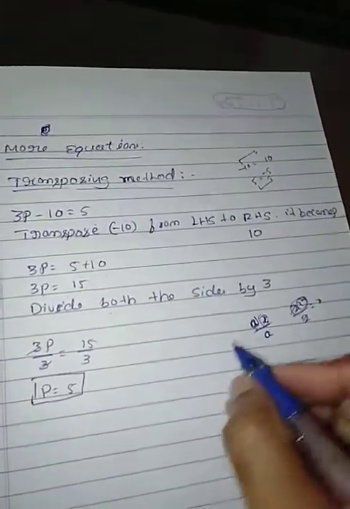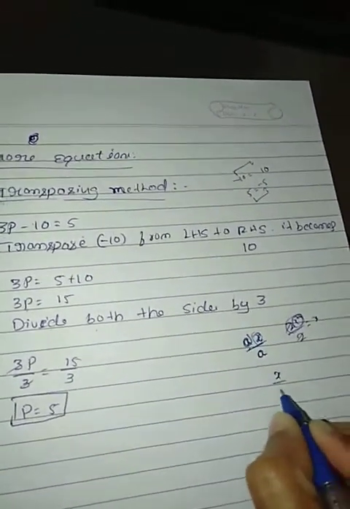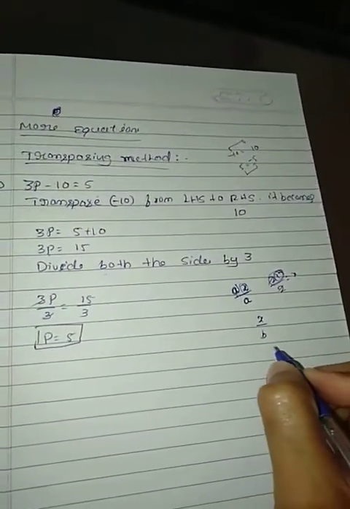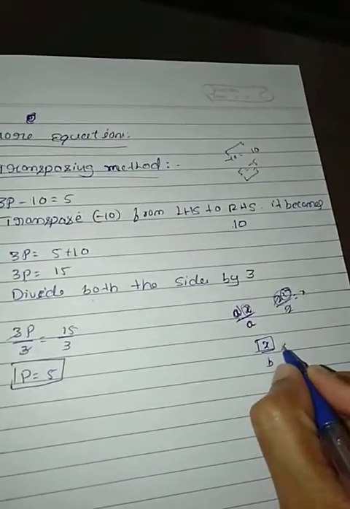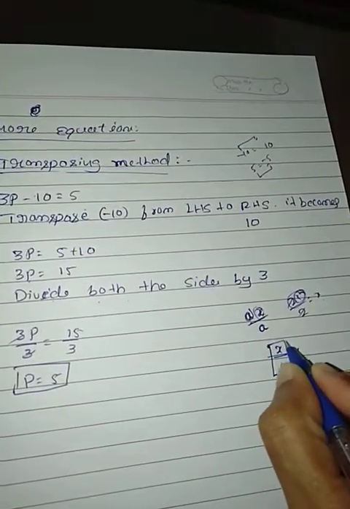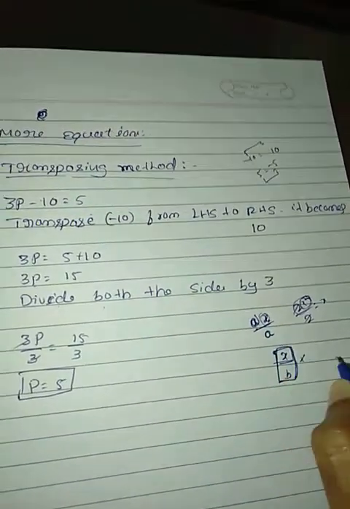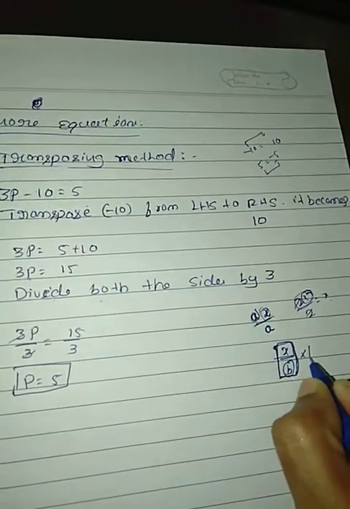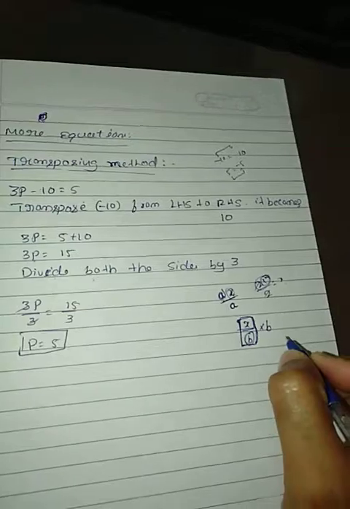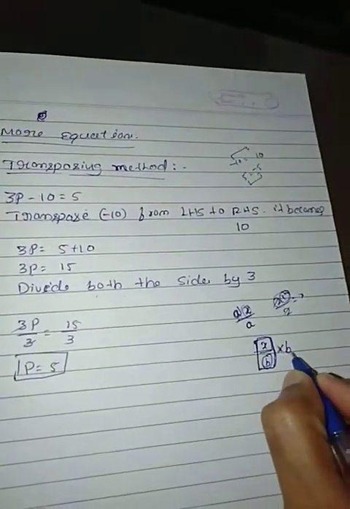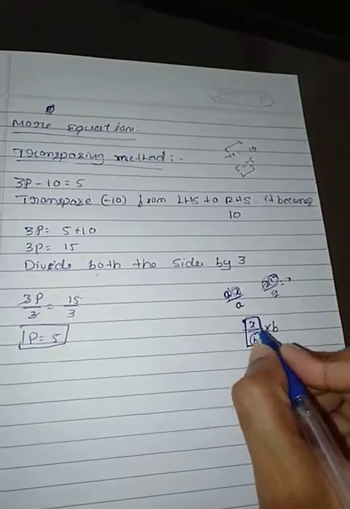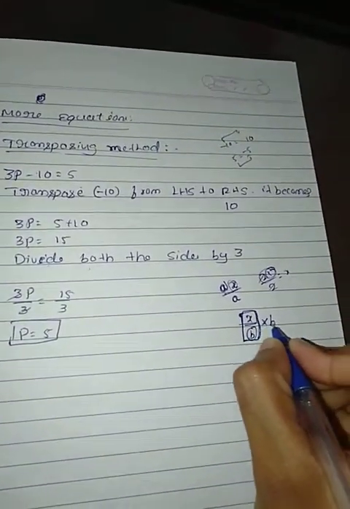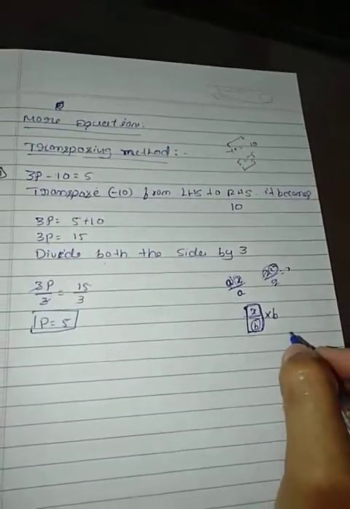If the variable is divided by any number, that is x by b, we want only x. So now we have to multiply the whole expression by the denominator, that is b, the same number. Here also, multiply by the same number b. You should remember that.